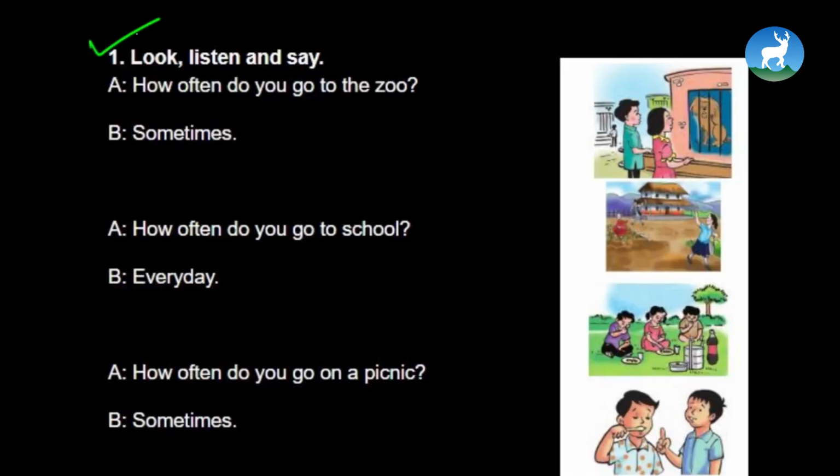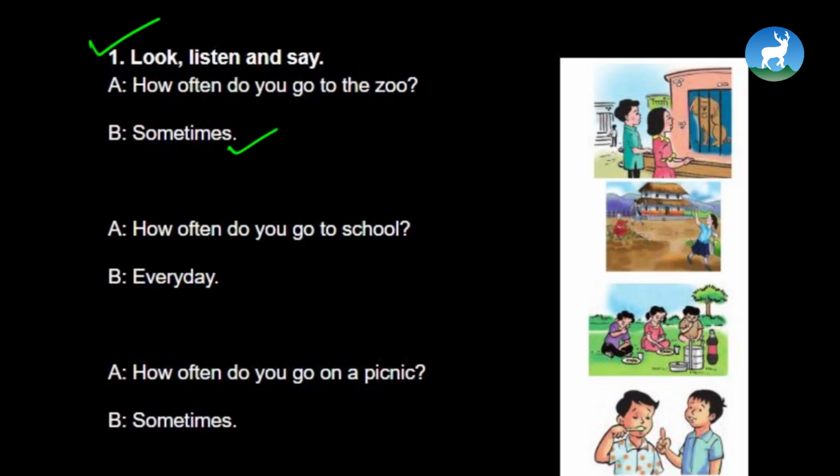It says, look, listen, and say. Look at the first picture. You'll see a boy and a girl looking at a lion. So the lion's inside, and the boy and the girl, they're looking at the lion. So the question can be, how often do you go to the zoo? And the answer is sometimes. So let's repeat, let's practice. How often do you go to the zoo? Sometimes. Let's look at the second picture.